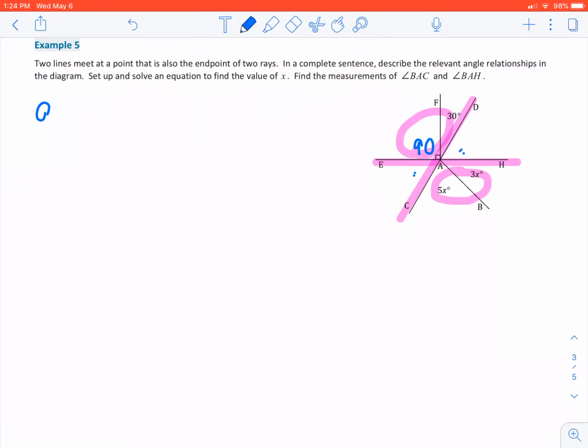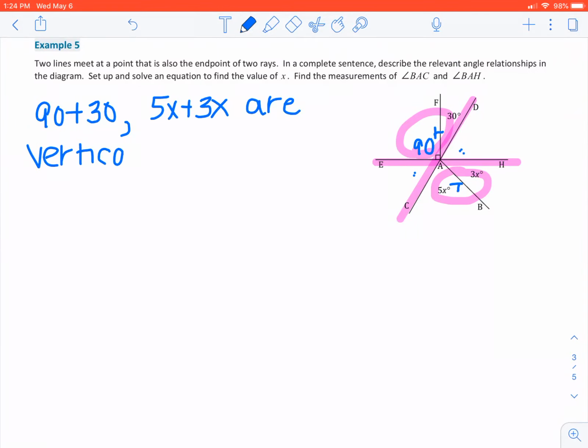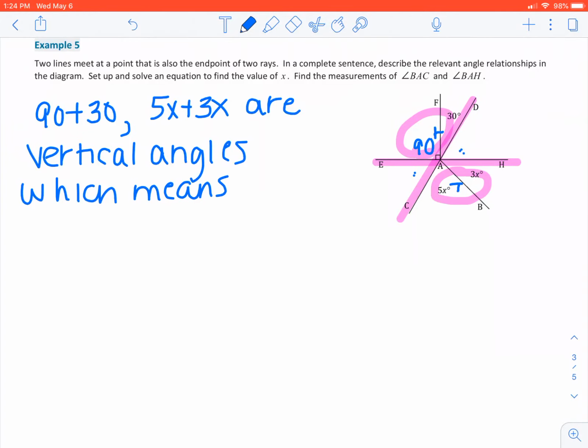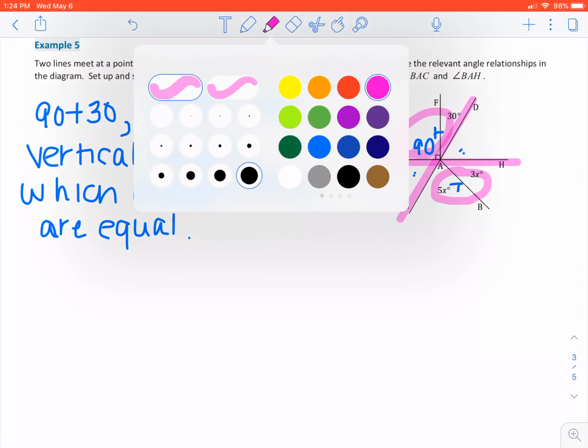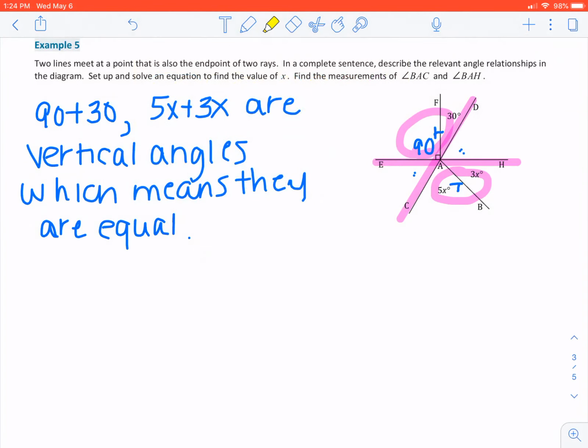So the angles on the top, we're going to take the two angles they give us, 90 and 30. We're going to add them together. That's the angle on the top. The angle on the bottom, we're going to add those two angles together. So I have 5x plus 3x. These are called vertical angles because they are across from each other, which means they are equal. I know you're going to get sick of me saying this, but I have my vocab word. It tells me they're equal to each other.